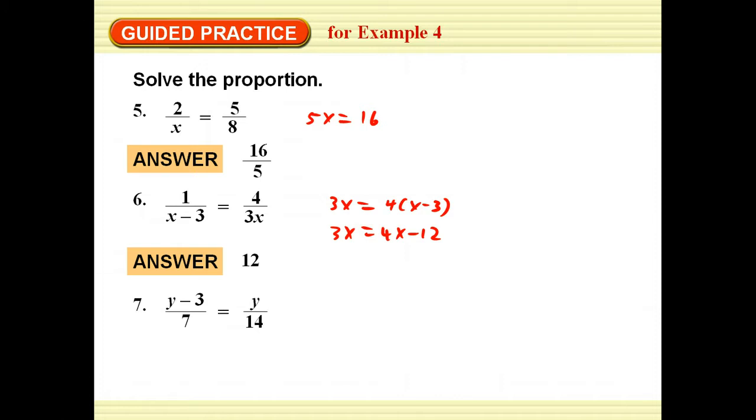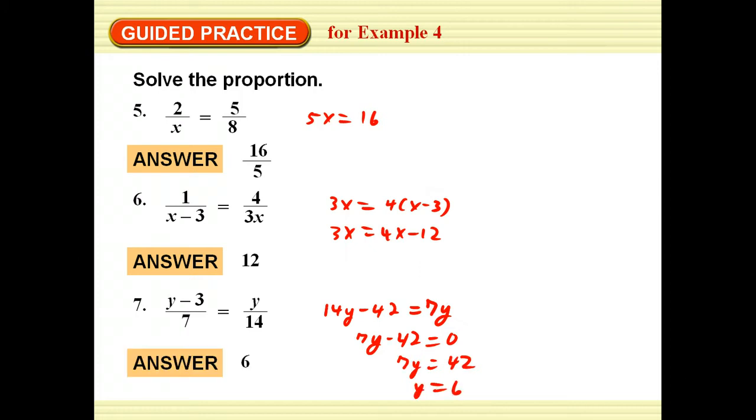In this one, we're looking at the same situation. 14 times y minus 3 is 14y minus 42. 7 times y is 7y, and you can simply solve that equation by subtracting 7y, then adding 42, then dividing by 7, and we see that y is 6.